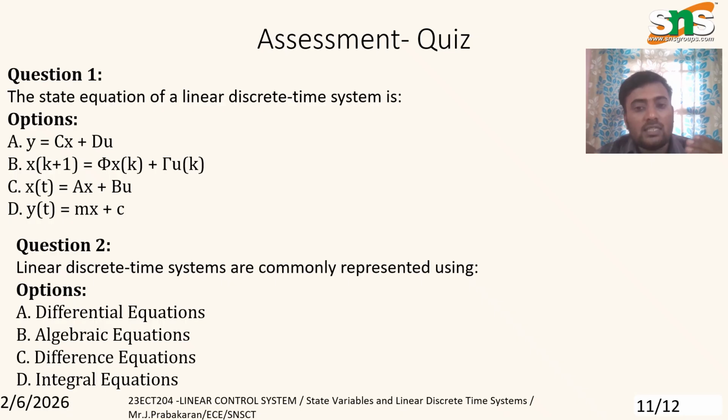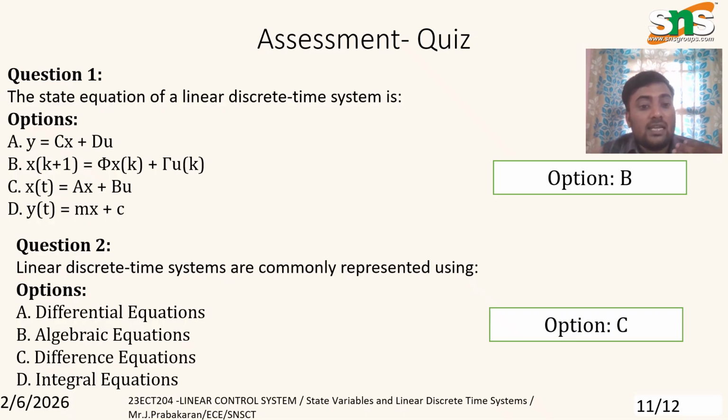Now we are in the assessment quiz part. Let me check your understanding through this assessment quiz. Here we have two assessment quiz questions. First, the state equation of a linear discrete time system is: which option is correct? Option A, option B, option C, option D. Option B is correct. And second question: linear discrete time systems are commonly represented using option A, option B, option C, option D. Which one is correct? Option C is correct. That is difference equation.